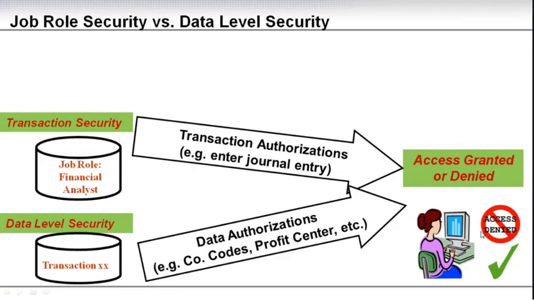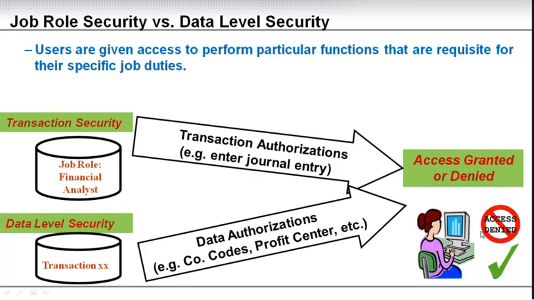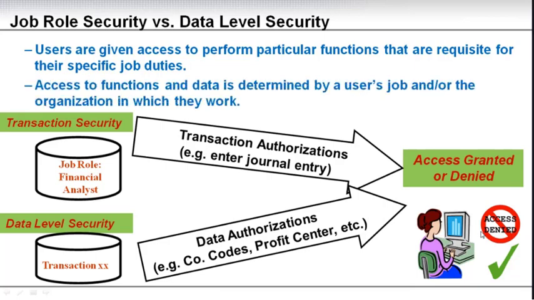and it all needs to be considered and documented. So let's look at some of the elements when we are talking about authorization design. Let's look first at job role security versus data level security. We have a schematic here, which I'll go through in just a minute, and basically, to summarize what you want to achieve: users are given access to perform particular functions that are prerequisites for their specific job duties. Access to function and data is determined by a user's job and or the organization in which they work.